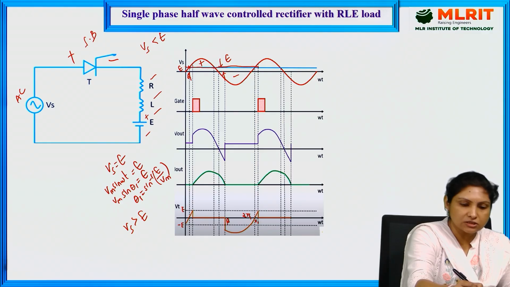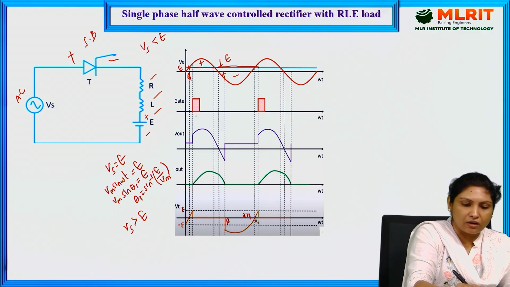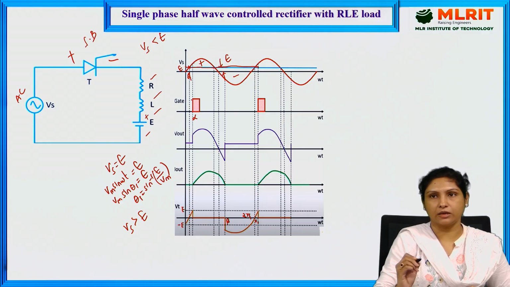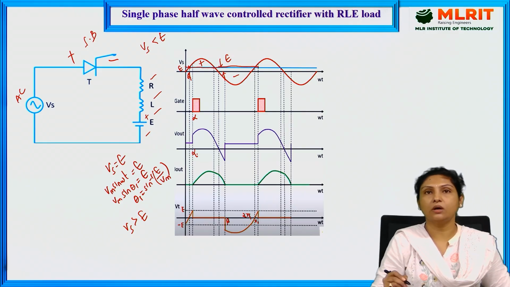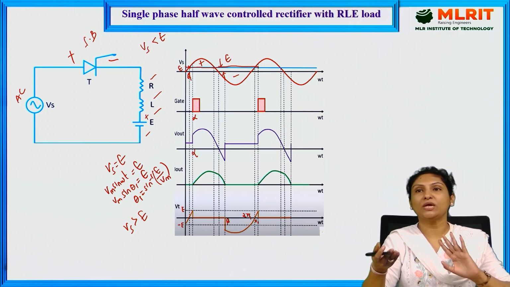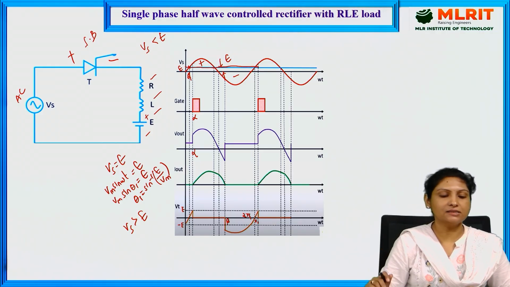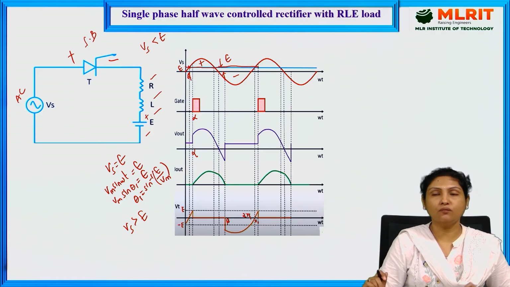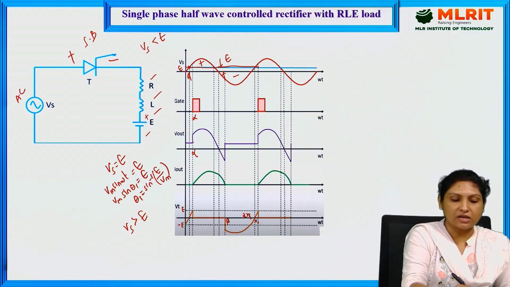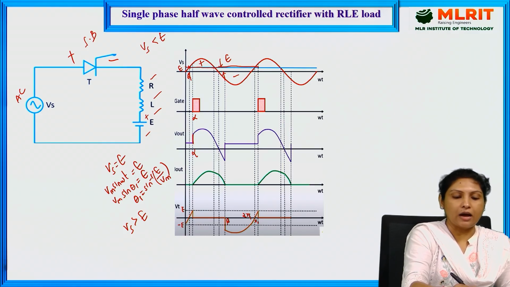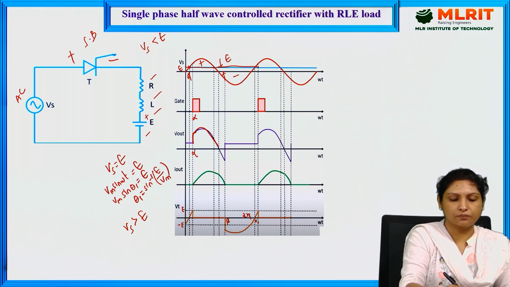At this instant called alpha, we are providing the gate triggering pulse. When we provide the gate triggering pulse at this instant called alpha, after Vs exceeds E, the thyristor has come into the forward blocking state, and the moment we provide the triggering pulse, this thyristor starts conducting current through the load, and that is how we are getting the output voltage across the load. That is from alpha to pi.